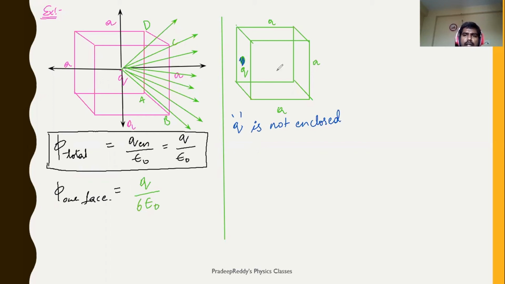Therefore, Gauss law could not be applied here because charge is not enclosed. So in order to enclose this, what should I do? I should construct one more cube which should enclose this particular charge Q, so that I am now constructing one more cube here.